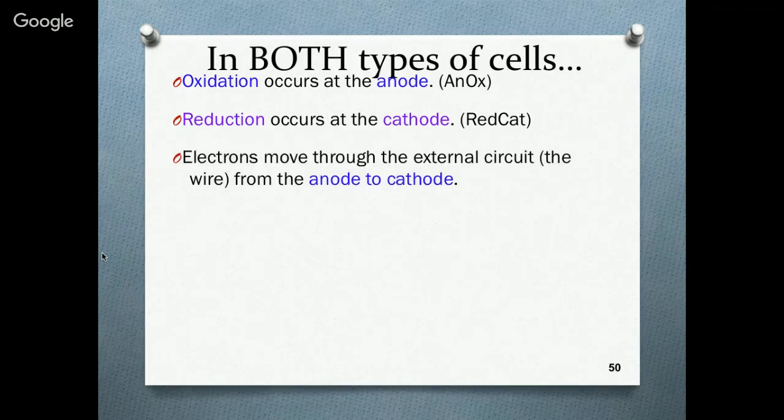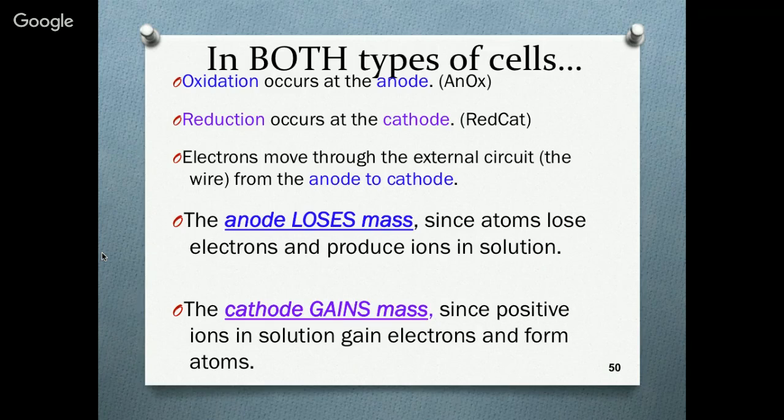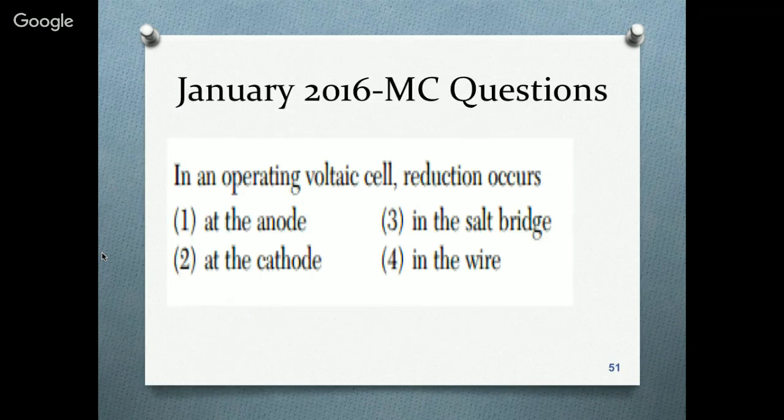In both cells, because this is something that people always forget, our acronyms work for everything. So as much as people hate acronyms, these acronyms will work for both. So if you get confused, is it voltaic? Is it electrolytic? An ox, red cat, always. The anode is always oxidized. That doesn't change. Reduction always occurs at the cathode. Doesn't change. Electrons always go anode to cathode. The anode always loses mass and gets smaller. The cathode always gains mass and gets bigger. So an ox, red cat will work for both cells. You don't have to worry about that. And electrons are always going to go anode to cathode.